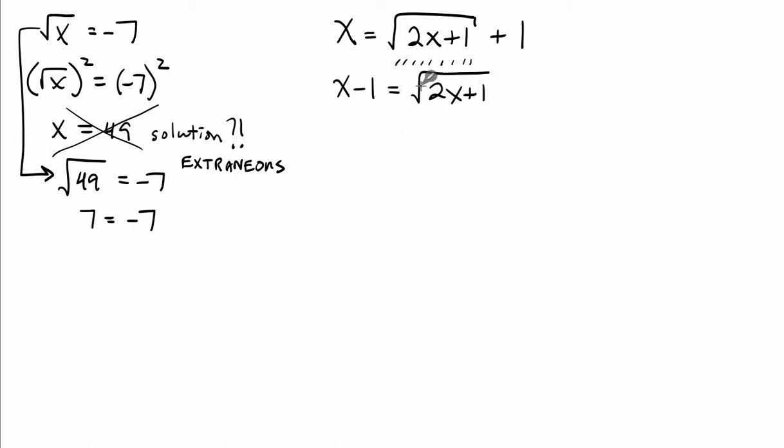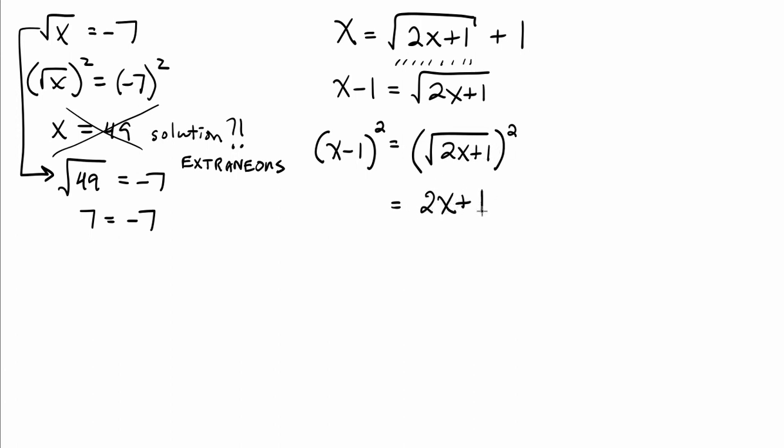Next, we're going to try to get rid of the radical. And one way to do that is to take the side which has the root 2x plus 1 and square it. But you cannot do that without going back to the left-hand side of the equation and also squaring that side. Now, the right-hand side, the square root of 2x plus 1, when squared, is just simply 2x plus 1.